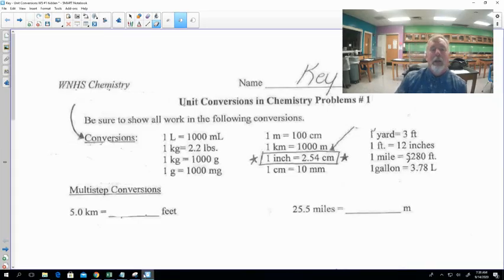Hi class, let's work on our unit conversion worksheet next. I'm going to step through the problems here with you, and hopefully you can follow the logic as I approach these problems.